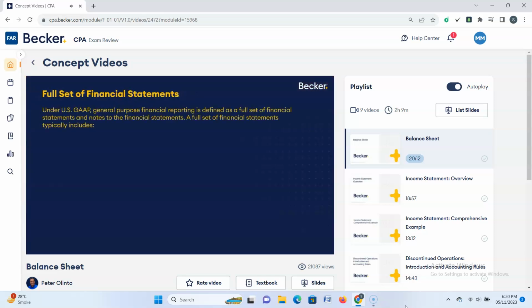All right, so here we go. Let's talk about the primary financial statements. What do we need to have general purpose financial reporting? What is a full set of financial statements? Well, it includes your balance sheet, your income statement, your statement of something called comprehensive income, a statement of cash flow, a statement of owner's equity, and also the notes to the financial statements.